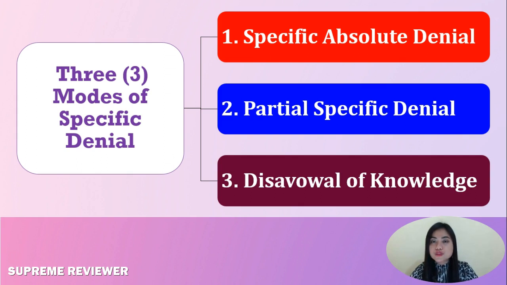In other words, the three modes of specific denial are: number 1, specific absolute denial, by specifically denying the averment and whenever practicable, setting forth the substance of the matters relied upon for such denial. Number 2, partial specific denial, part admission and part denial. And number 3, disavowal of knowledge, which is by an allegation of lack of knowledge or information sufficient to form a belief as to the truth or falsity of the averment in the opposing party's pleading.